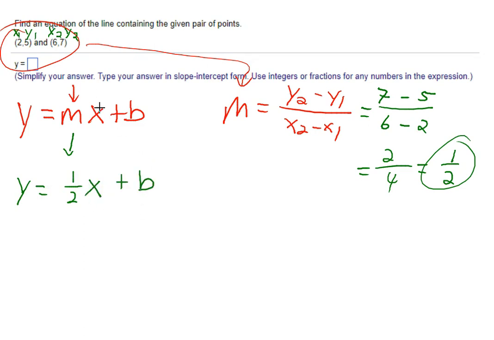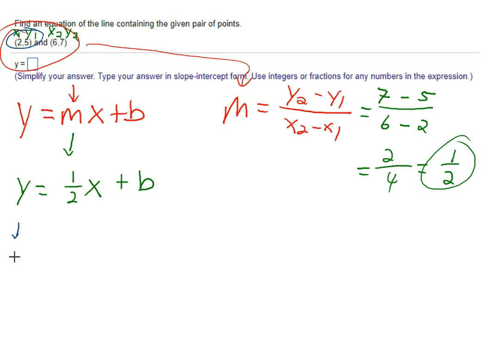I still don't know what b is equal to. They didn't give me the y-intercept, so I have to do what I did on the last example. I have to take a point and plug it in for x and y. You have 2 points to choose from, and it doesn't matter which one you choose. You'll get the same answer for b, regardless of which point you decide to plug in. So I usually choose the one that looks the friendliest, the one with the smallest number. So I'm going to choose this one, 2, 5.